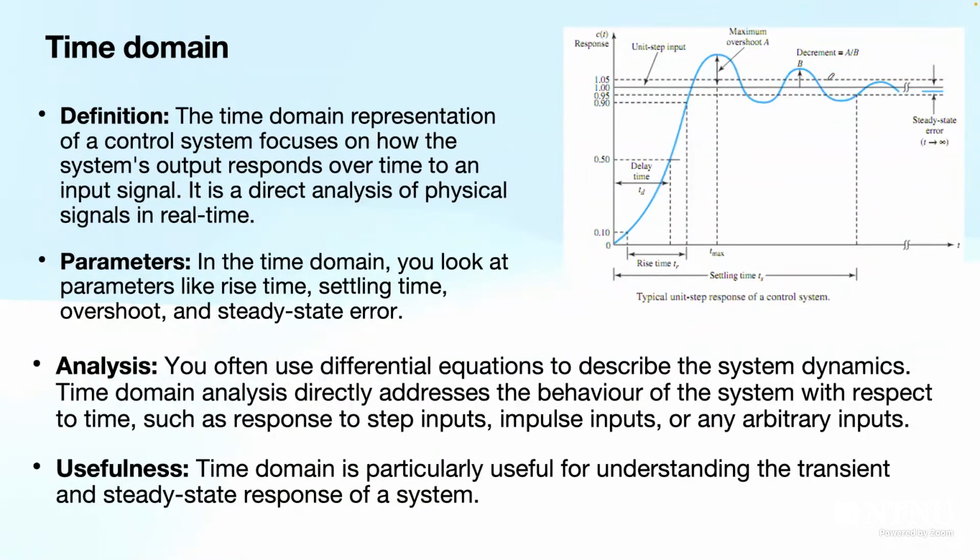The time domain, on the other side, is a time domain representation of a control system, focusing on how the system will respond over time to an input signal. As you can see here, you have a system, which is a block diagram, and this system has some input, and you try to plot the output. The output could be, for example, y of t or c of t, and the input would be r of t. In this block we will have a transfer function or differential equation, which will represent the system dynamics. So it's a direct analysis of the physical signal in real time. The system has parameters in the time domain.